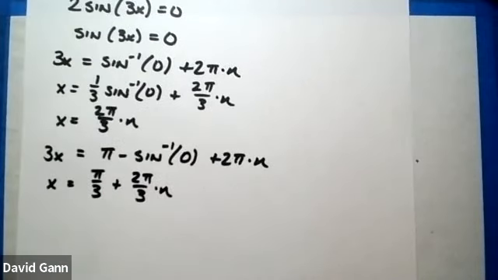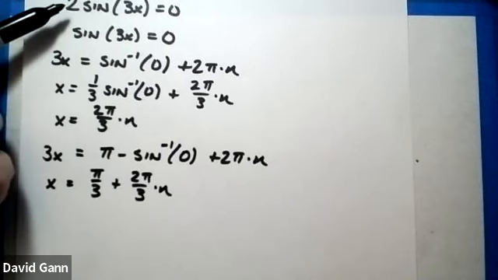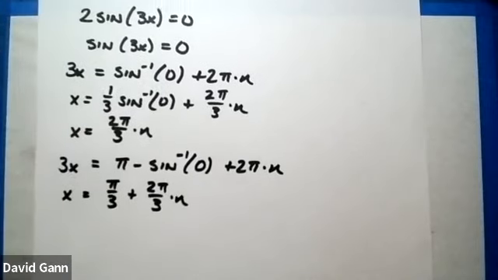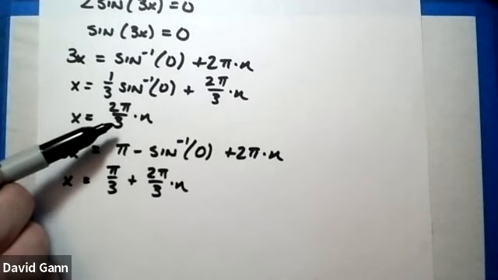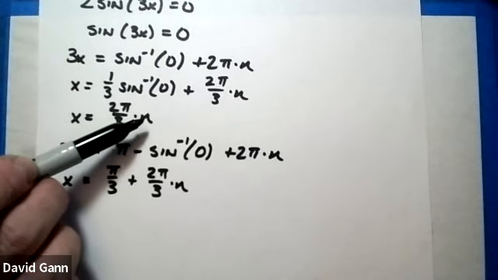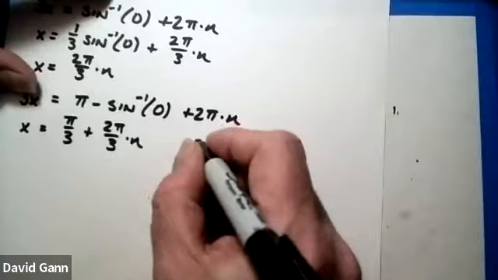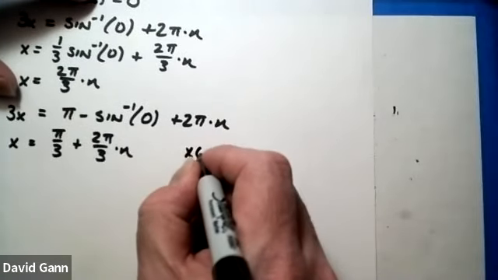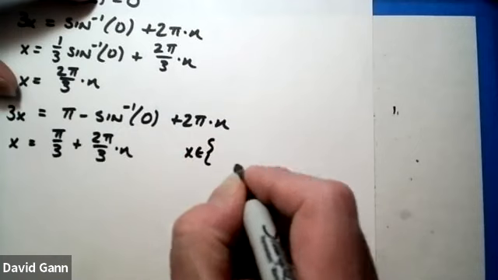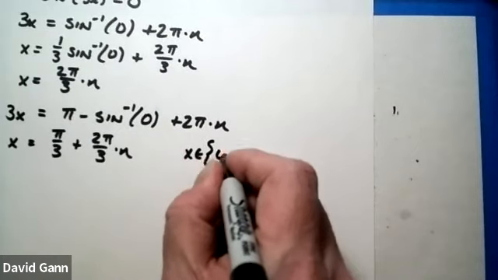Those are all the solutions to this equation, all of them, for some range of integers. Now we have to figure out which ones fall within 0 to 2 pi. Well, let's look at this one first. Obviously, 0 is one of the solutions because n could be 0. So I'm going to save a little bit of space here. So x is an element in the set that contains 0.